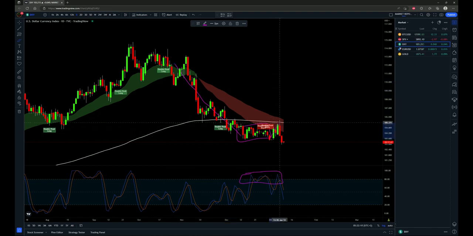We got that pullback now. So we have the pullback straight into the rejection zone indicator and rejecting right off of the 200 EMA there.